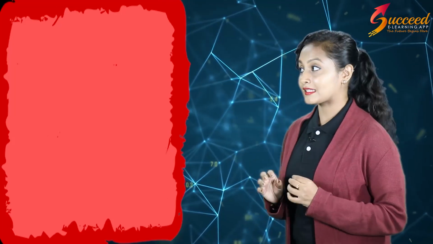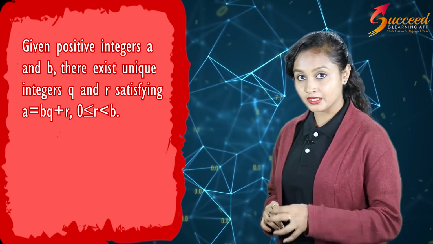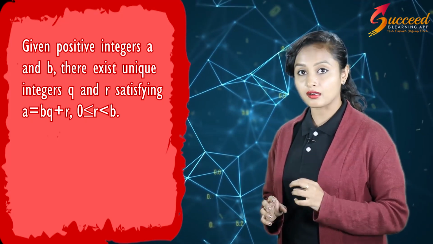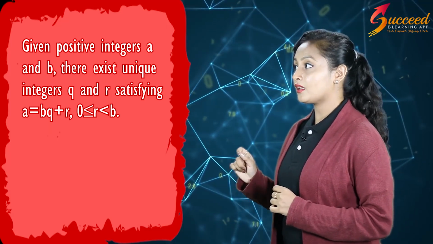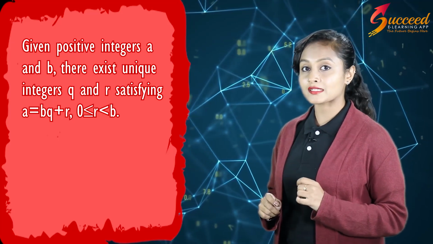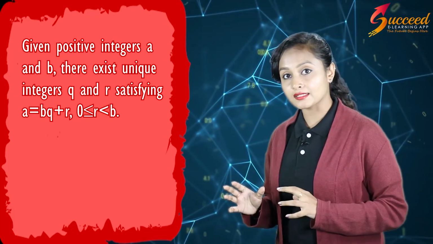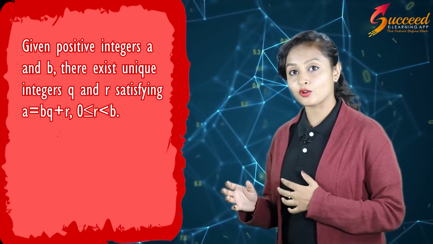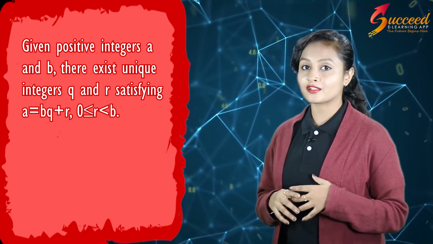So what does this lemma say? It states that for any given positive integers a and b, there exist unique integers q and r such that a is equal to bq plus r, where r is an integer lying between 0 and b. You can also write it as 0 is less than or equal to r is less than or equal to b. Now, in order to prove this, let us take a quick example.